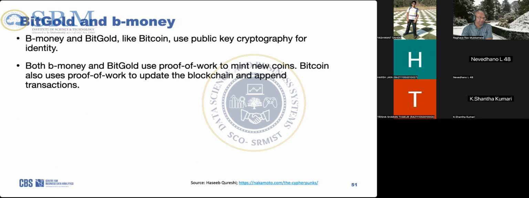So B-Money, like BitGold, like Bitcoin, uses public key cryptography for identity. We will see in the coming classes that it uses asymmetric cryptography. You have public-private key pairs, and you use your public key as an address for the transaction, or as an identity. So basically, they use asymmetric public key cryptography for that. But both B-Money and BitGold use proof of work to mint new coins. Bitcoin also uses proof of work to update the blockchain and append the transactions.